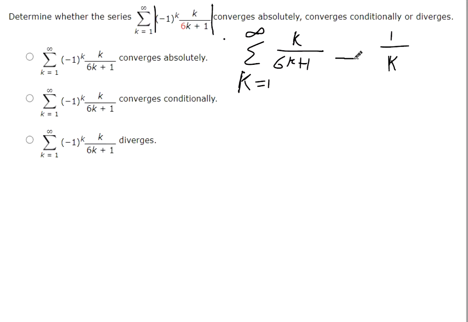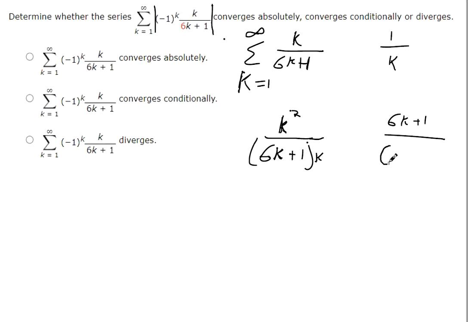And it's hard to directly compare these two, but if you rewrote this one as k squared over (6k plus 1) times k. I multiplied the top and the bottom by the opposite denominator just to get common denominators. And I'm going to multiply the top and the bottom of this fraction by (6k plus 1) over (6k plus 1)k. This is still the harmonic series, right? It's still 1 over k when you simplify it. And what I did was I just got them to have common denominators. That way we could focus on the numerators.